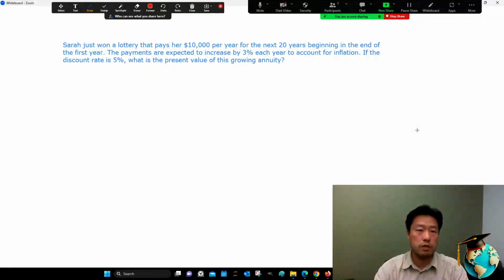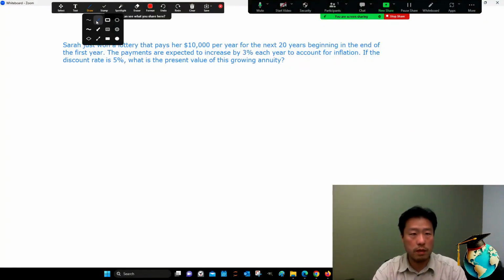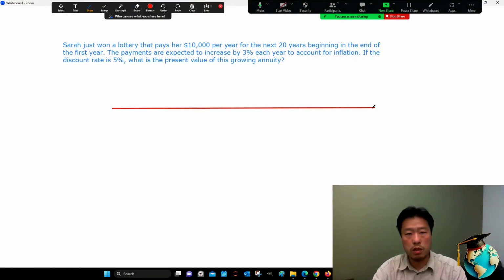Well, to solve this question, first we need to draw the timeline. So we just draw the timeline here, and we have to indicate the years. So this is 0, and this is 1, and this is 2, and this is 3, and this is 4, and so on until you get to the 20 years.